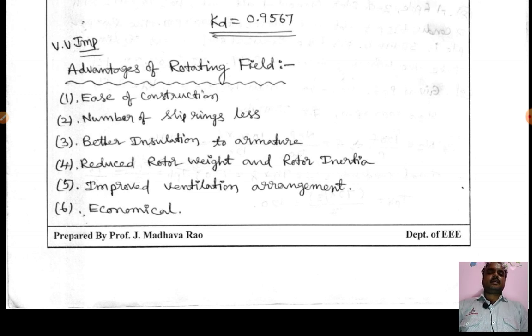So here field winding is DC supply. So DC supply requires 2 slip rings, and so we can reduce the rotor weight and rotor inertia. So improved ventilation arrangement. So armature winding is stationary, so we can give more ventilation to the armature winding for cooling purpose. And also finally, due to rotating field, the synchronous generator is economical than the DC generator.